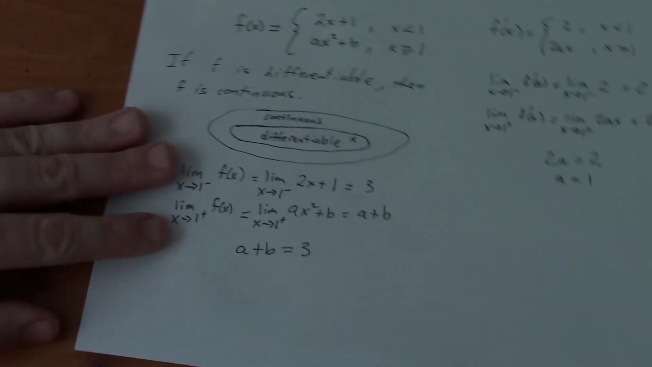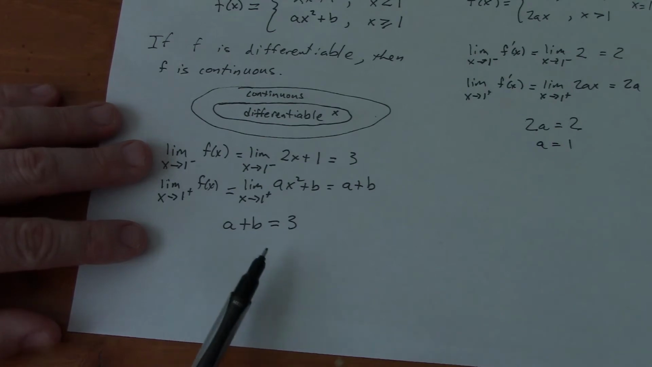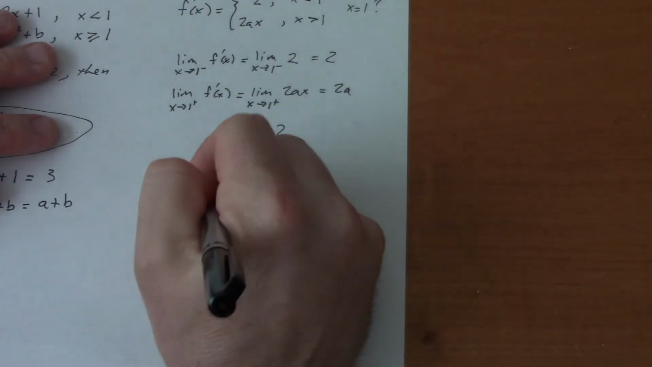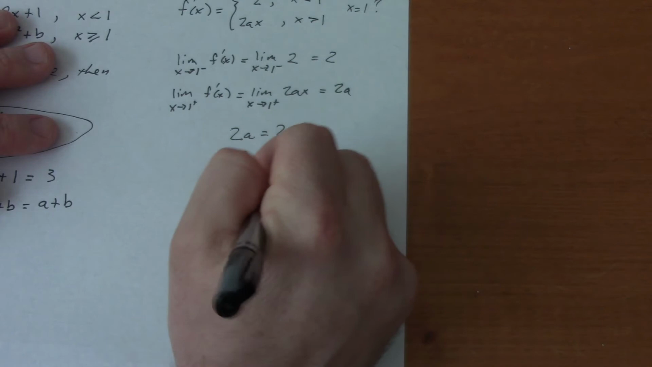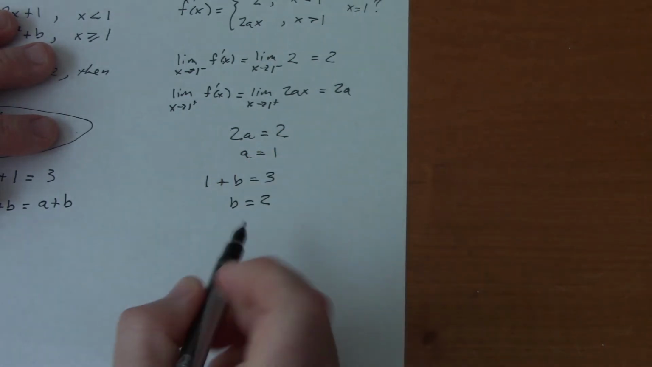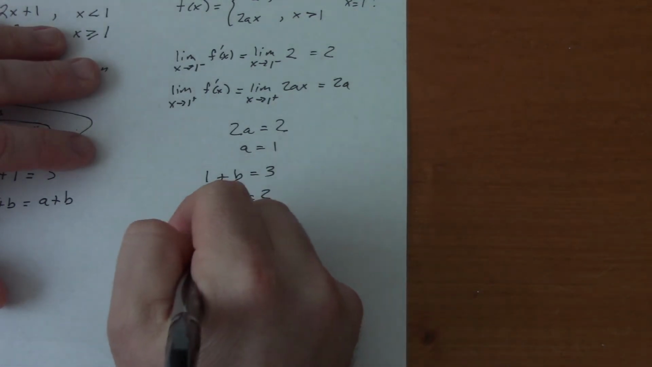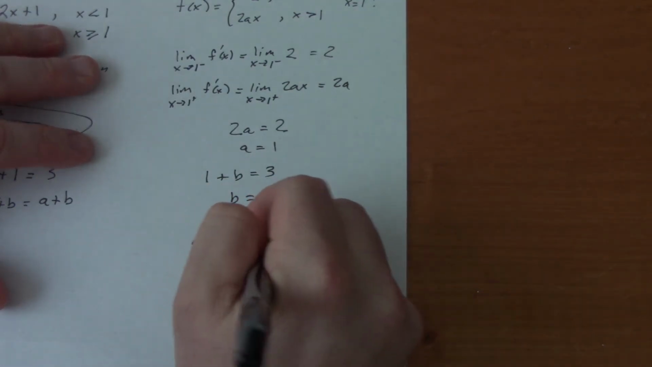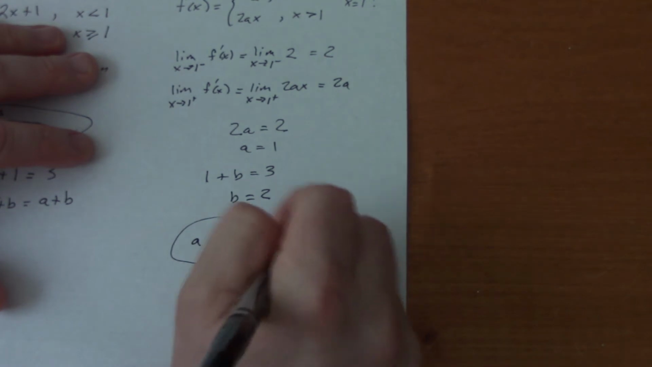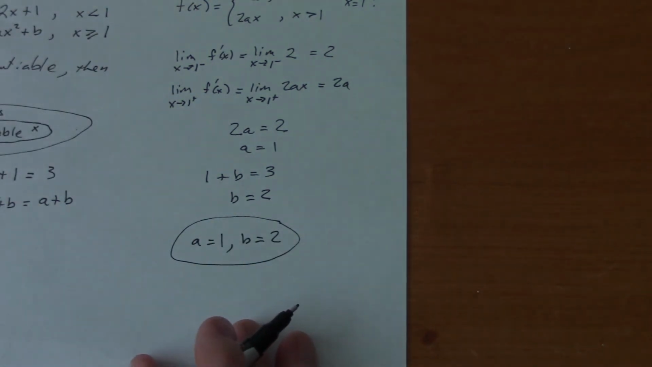And when we come back to a plus b equals 3, now plug 1 in for a. 1 plus b equals 3, so b is going to be 2. b is 2, not 2b. And that means a equals 1, and b equals 2, and there's our solution.